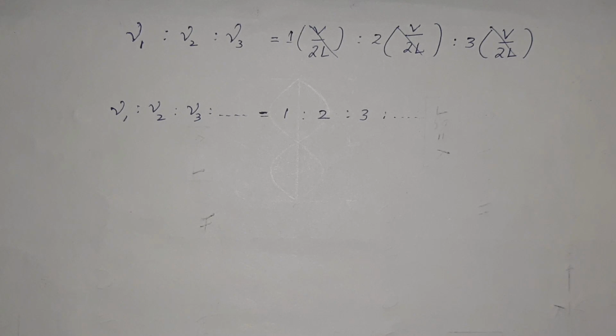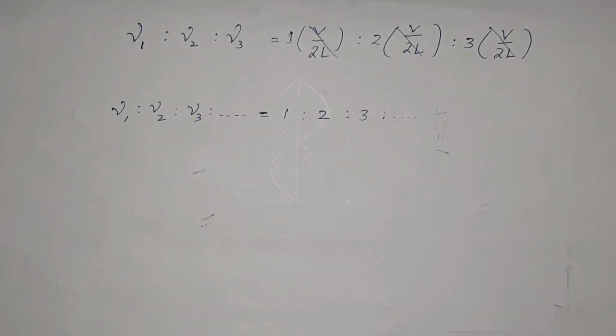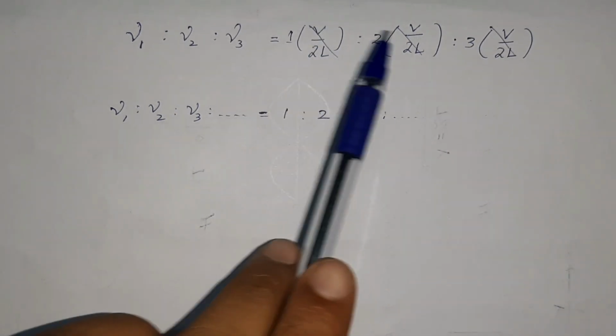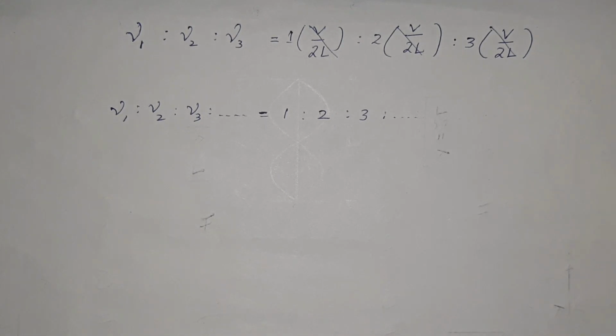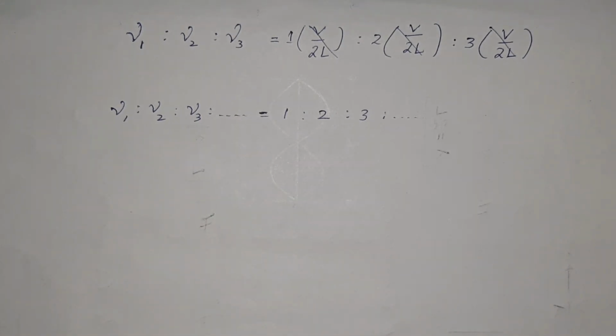So if I write all the frequencies in a single equation, I'm going to have nu 1 is to nu 2 is to nu 3 is equals to 1 times of V by 2L is to 2 times of V by 2L is to 3 times of V by 2L. So I can cancel all the common terms so that I will be having 1 is to 2 is to 3 is the frequency ratio for my stretched string.